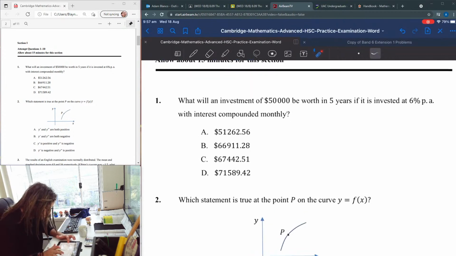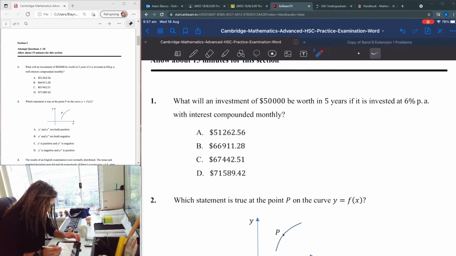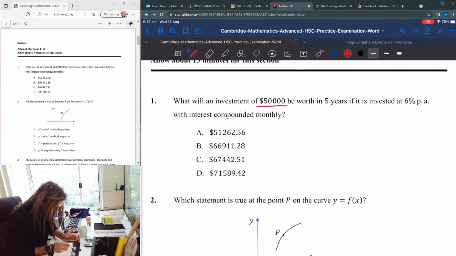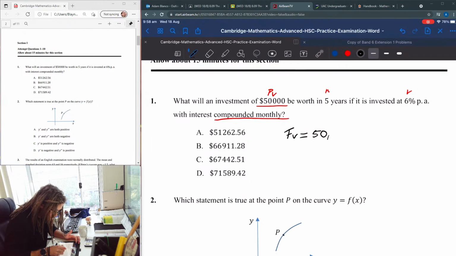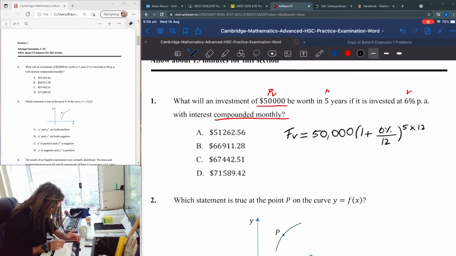So multiple choice. What will the investment be worth in 5 years? That's our starting present value. That's our rate, and those are our years. Now the fact that it's compounding monthly means my future value would be 50,000 times 1 plus 6%, but it's compounded monthly, so I'll divide by 12 and multiply the exponent by 12. That's 5 years. When you type that in your calculator, you get that.